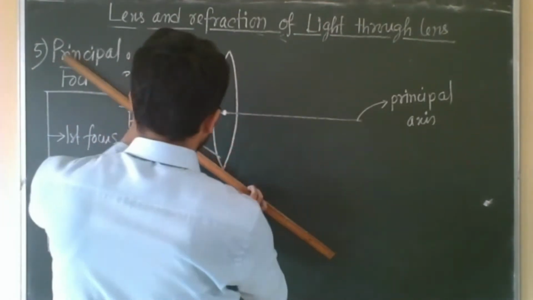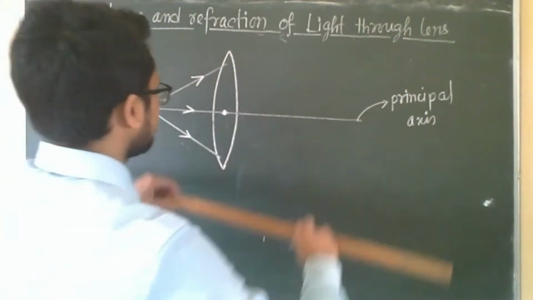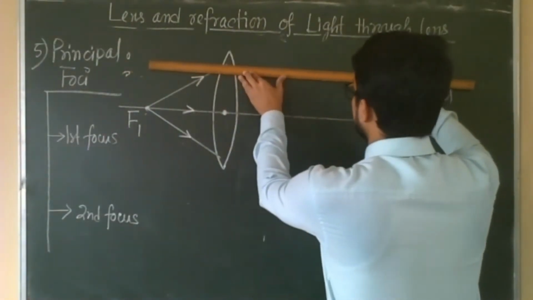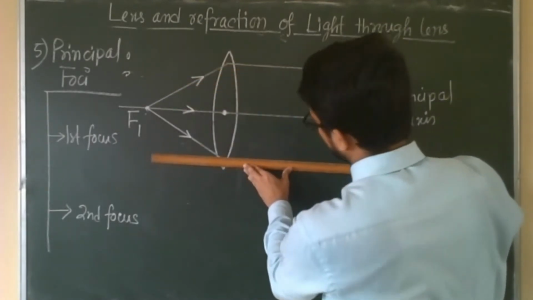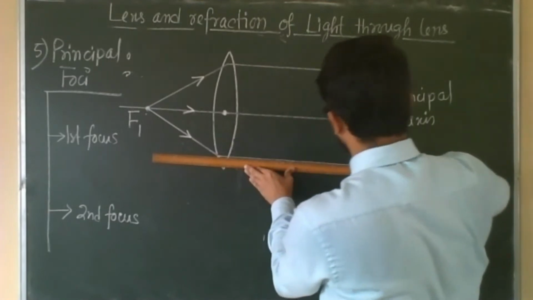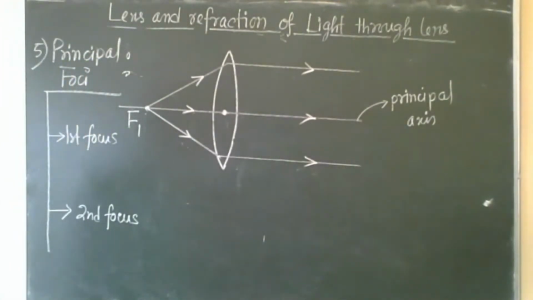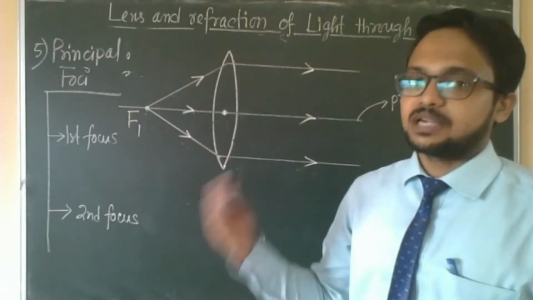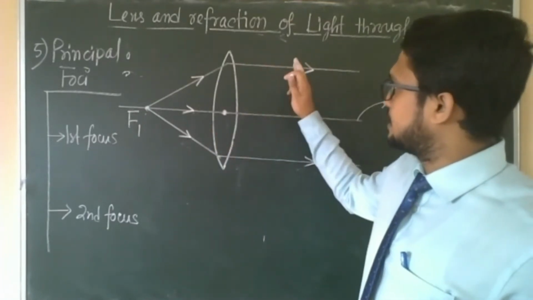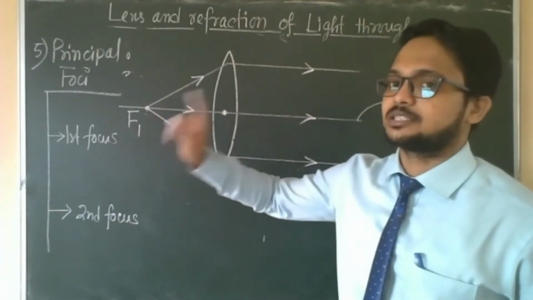So when light is incident through this point on the lens, I am taking three rays: the first ray along the principal axis, the second ray, and this is the third ray. After refraction, what will happen? They will be parallel to the principal axis. So this is called the first focus: the point on the principal axis through which, when light is incident on the lens, after refraction the rays will be parallel to the principal axis.